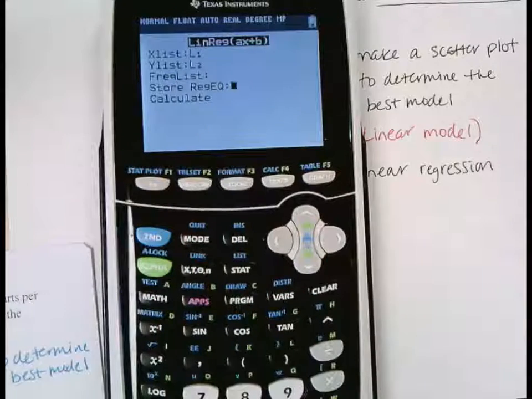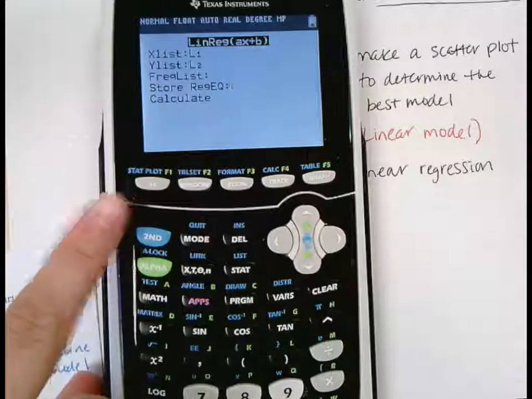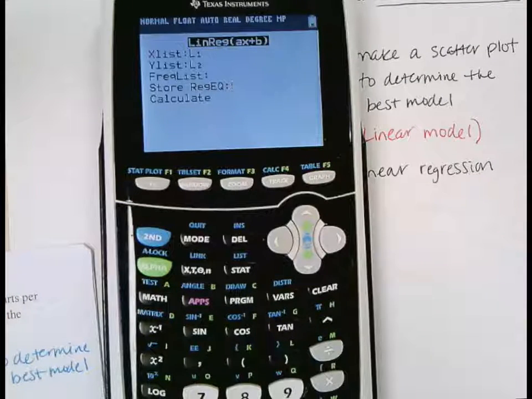This means store regression equation. This is very helpful if you want to graph your equation or even use your equation to find function values. So I'm going to show you how to store it. We can store this into Y values. That means when you then click Y equals, your equation will be stored in there, and you don't have to type it in.